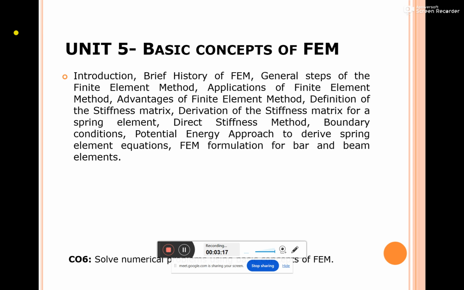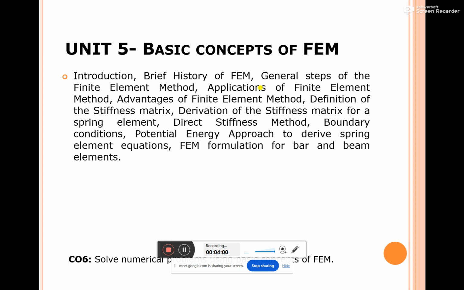For the remaining topics, I already uploaded my notes in Google Classroom. You can go through the derivations, which are also very important, like in structural problems. Derivation of the stiffness matrix is one of the important things, for which you can use two different concepts: one is the spring element and the other is the direct stiffness method. Today I'm going to discuss these steps in FEM, and the applications and advantages of the finite element method.